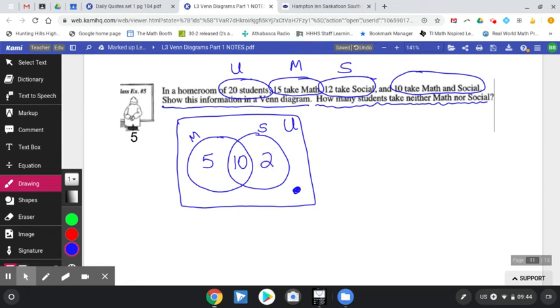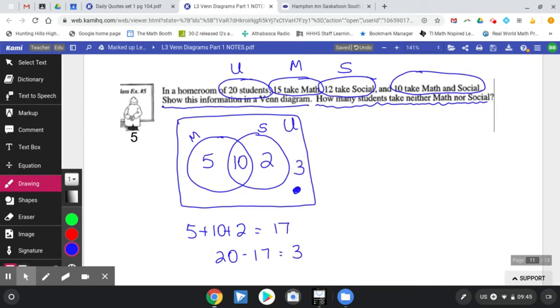And then the final piece, what would be on the outside, how many people are not taking math or social? Well, let's add up the numbers that we have in here so far. We've got 5 plus 10 plus 2. We've got 17 students that are already accounted for. And I know that in my Venn diagram, I should have 20 students in total. So my little bit of work I have to do here, 20 subtract 17 equals 3. So 3 would be on the outside.